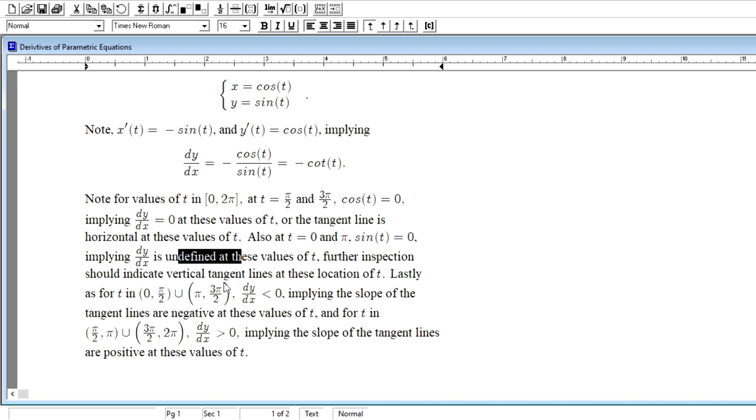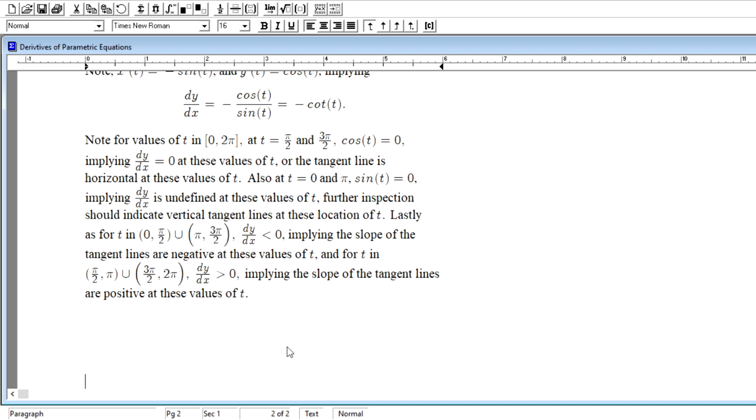Where if we inspect the graph at those locations, we will see that's where we will have tangent lines that are vertical in behavior. For values of t between 0 and pi over 2 and pi and 3 pi over 2, dy dx will actually be less than 0. We will have negative slopes of lines tangent to the curve. And on the intervals from pi over 2 to pi and 3 pi over 2 to 2 pi, we will also see slopes that are greater than 0.